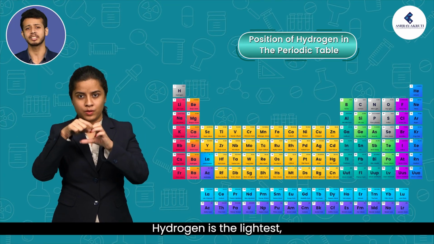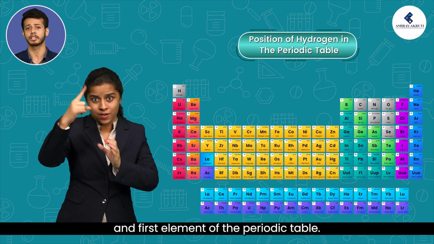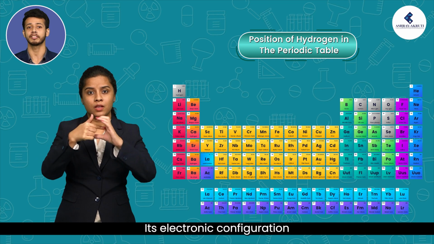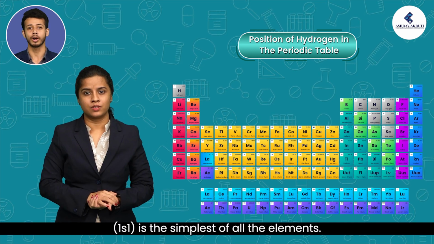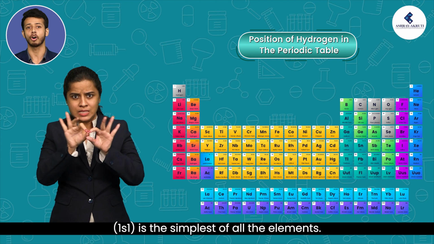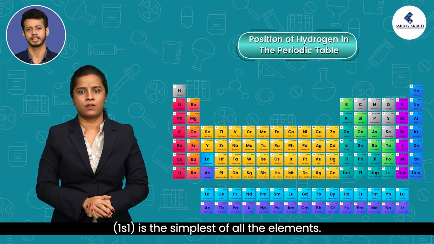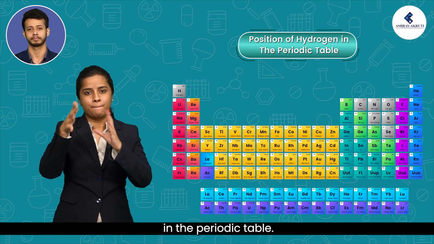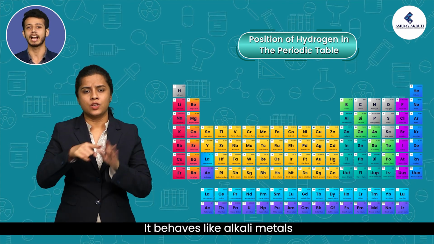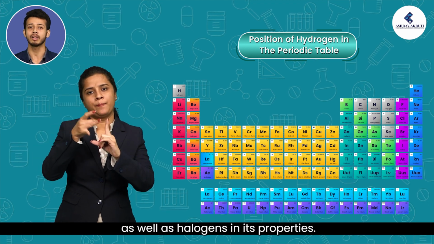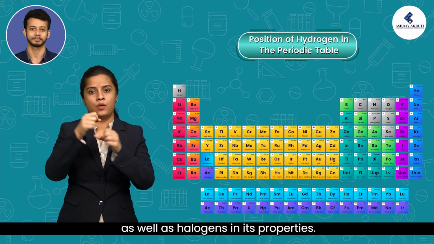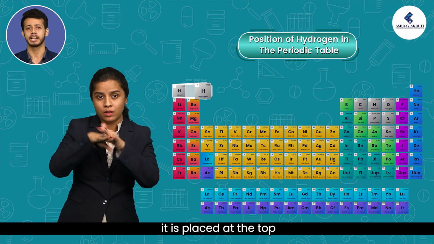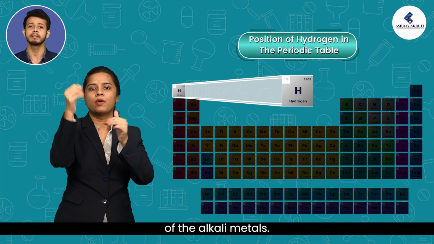Hydrogen is the lightest, smallest and first element of the periodic table. Its electronic configuration, 1s1, is the simplest of all the elements. It occupies a unique position in the periodic table. It behaves like alkali metals as well as halogens in its properties. In the periodic table, it is placed at the top of the alkali metals.